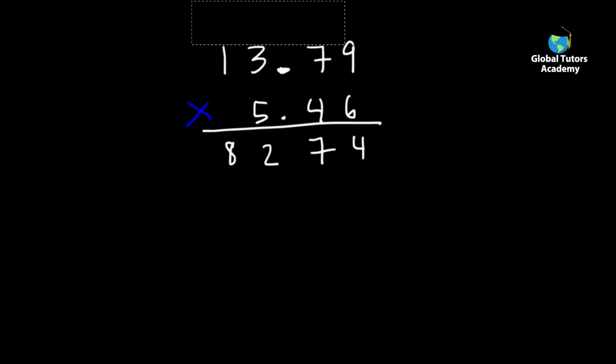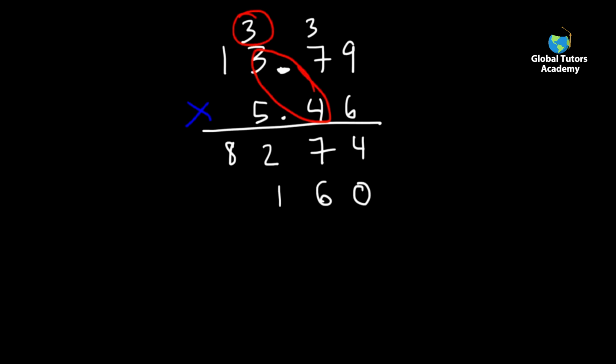Now, don't forget to add a 0. So we're done with 6. Let's move on to 4. 4 times 9, that's 36. So let's add a 3. And then 4 times 7 is 28 plus 3, that's 31. So let's carry over the other 3. And then 3 times 4 is 12 plus 3, that's 15. So let's write 5 and carry over the 1. 1 times 4 is 4 plus 1, that's 5.